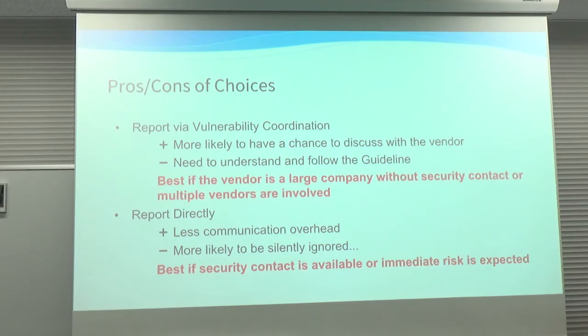And reporting via the vulnerability coordination service is a bit costly because you need to understand and follow the guideline. The guideline is defined by IPA and is about 50 pages of PDF, and you need to fill in the form as you see. So I use this scheme if the vendor is a large company without a security contact or multiple vendors are involved. In that case, vulnerability coordination is better. Reporting directly is very handy and has less communication overhead. So it's handy if the security contact is available or immediate risk is expected.